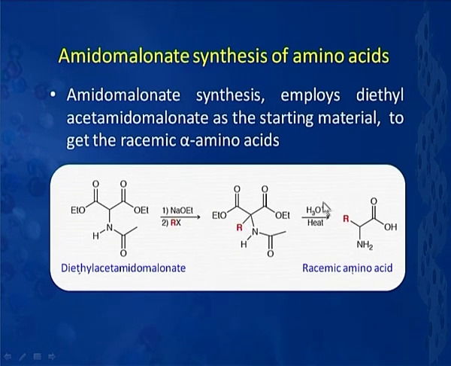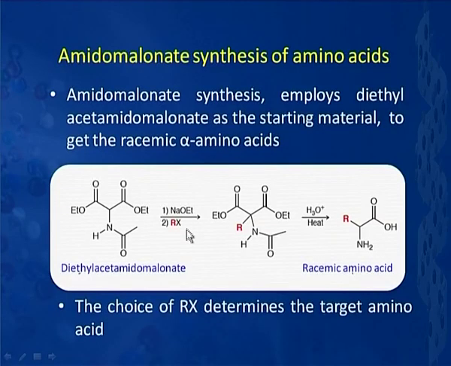Thereafter we undertake the hydrolysis. When we do hydrolysis, two things happen here. One, we generate a carboxylic acid group as we just learnt earlier, and secondly this acetyl group also gets hydrolyzed and you get a free amino group there. So, this is a very clever synthesis which is used for generating alpha amino acids. The target amino acid can be achieved by choosing the right kind of R-X here, because this alkyl halide will determine what amino acid we are going to get as a product.